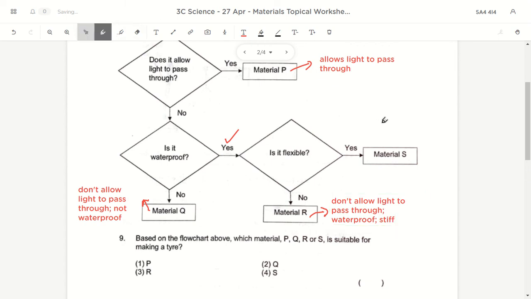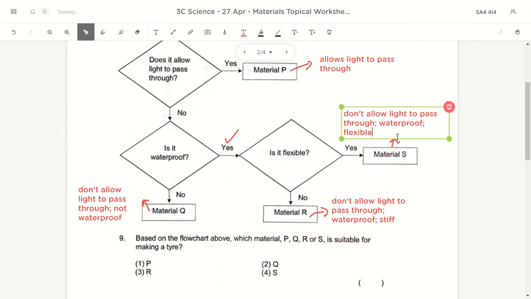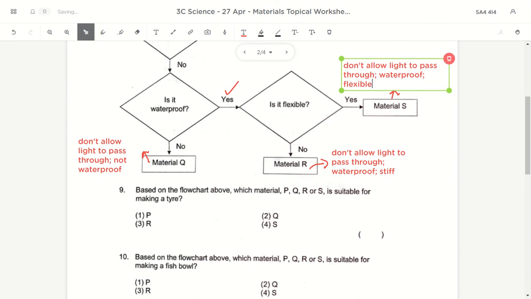So the last one, let's write it down. What is S? What properties does S have? So same thing, all come from this stem over here. So it doesn't allow light to pass through still. And it is waterproof. But on the other hand, the only difference between S and R is that it is flexible. So write all the properties down that you know. Alright, so with this, now we know about PQRS, the properties of all of them. Now we go on to the question.